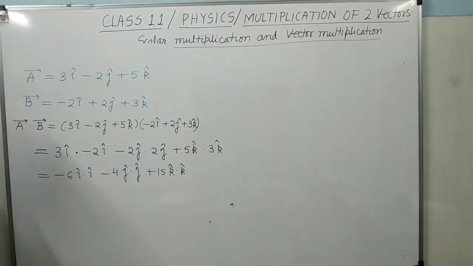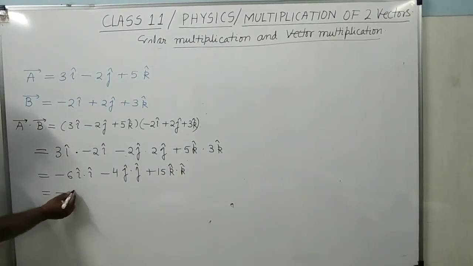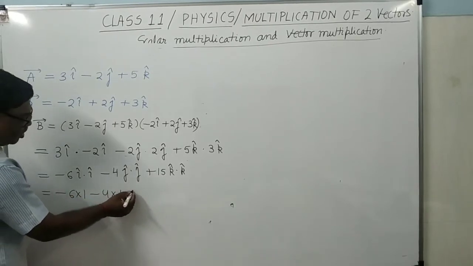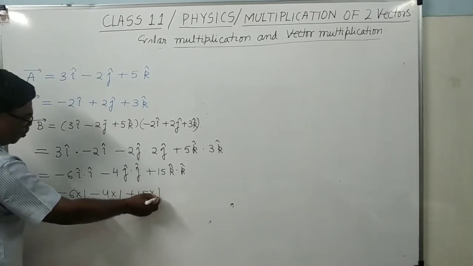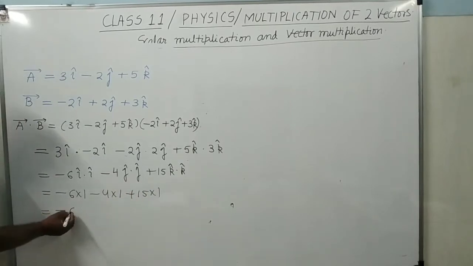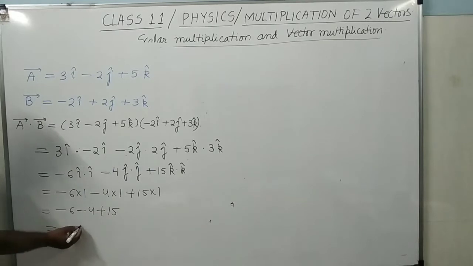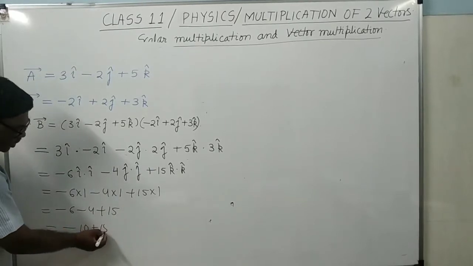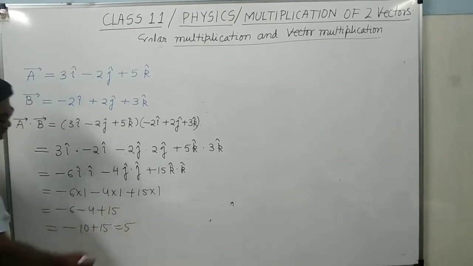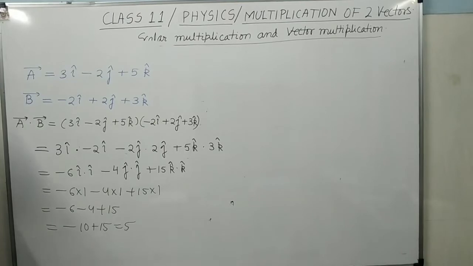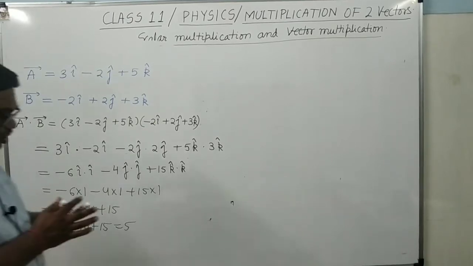What is i dot i? 1. So minus 6 into 1, minus 4 into 1, plus 15 into 1. That is minus 6 minus 4 plus 15, that is minus 10 plus 15 equals 5. It's clear? But we will not do it so long. I am giving one more example. You can see here.